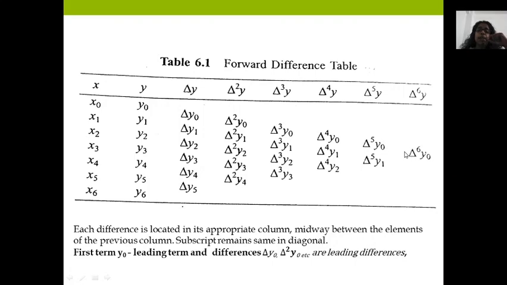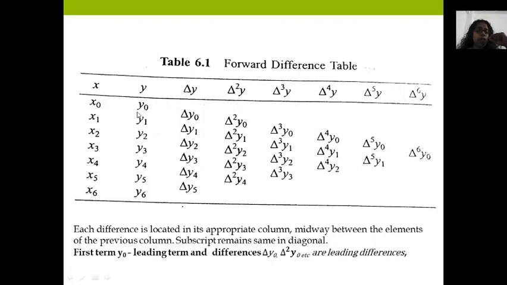So this table is very, very important. You should learn this table so that you can do the problems that we will discuss in this session. Here you look at the table: the diagonal elements, subscript remains the same. Okay, subscript remains the same in the diagonal. In the table, the first term is y0, we won't say x, because y equals f of x. So that's why the first term is considered as y0.